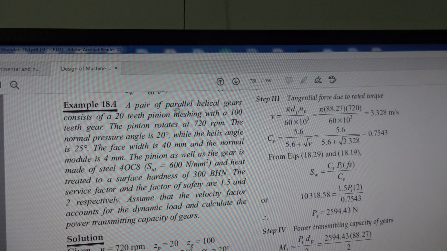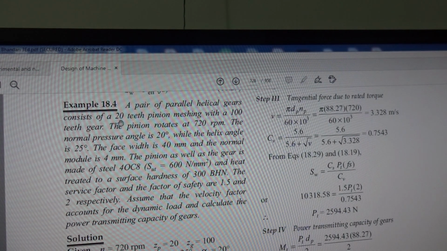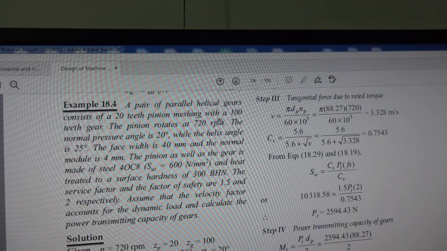A pair of helical gears consists of a 20 teeth pinion meshing with a 100 teeth gear. The pinion rotates at 720 rpm. The normal pressure angle is 20 degrees, while the helix angle is 25 degrees. The face width is 14 mm and normal module is 4 mm.